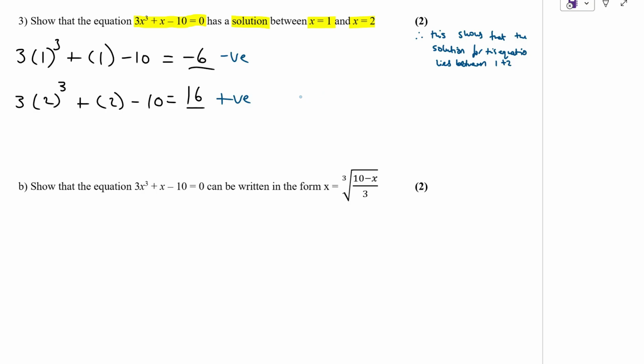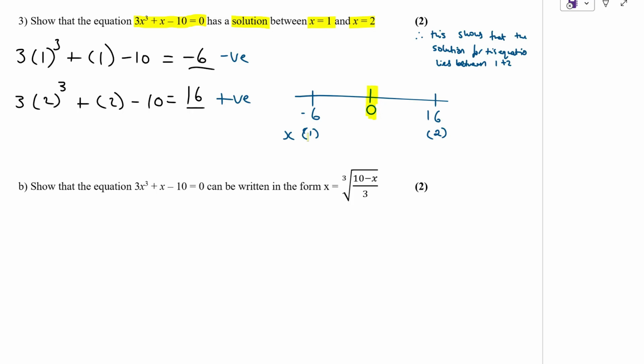So if you think about a number line, I've got minus 6 here, I've got 16 here. I want to get to 0. This is where the solution lies, okay? And this is when x is 1 and here x is 2. So ultimately we need an x value that gets us to here, right in the middle.